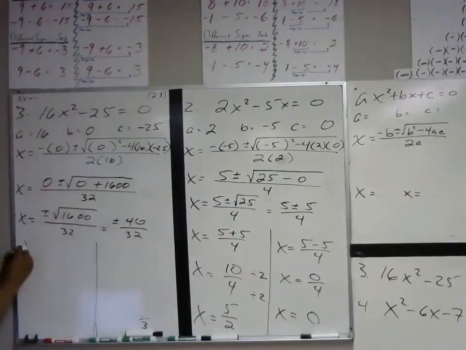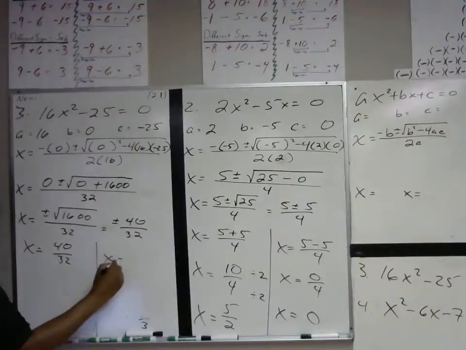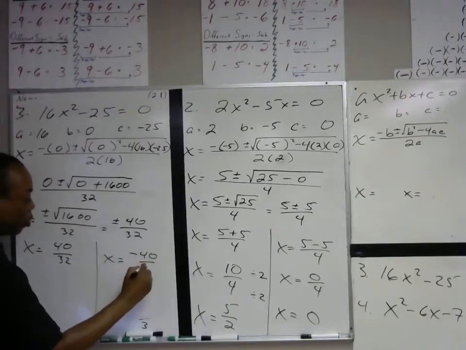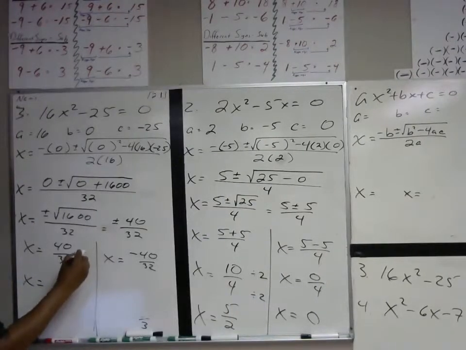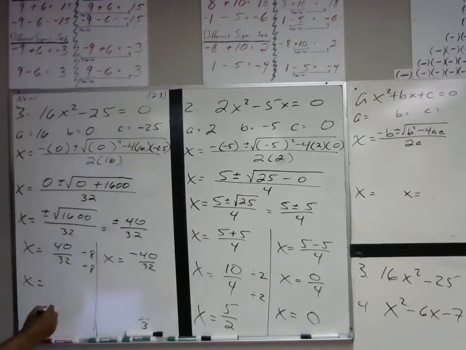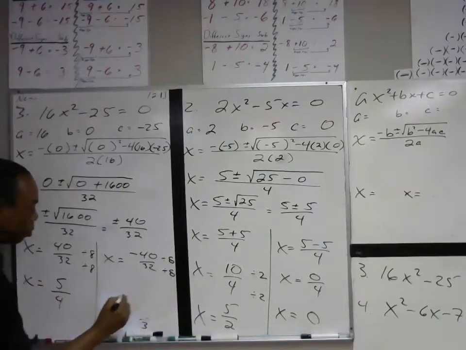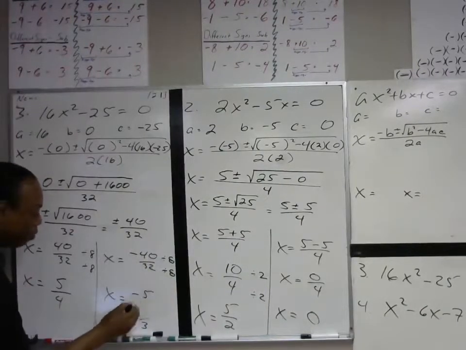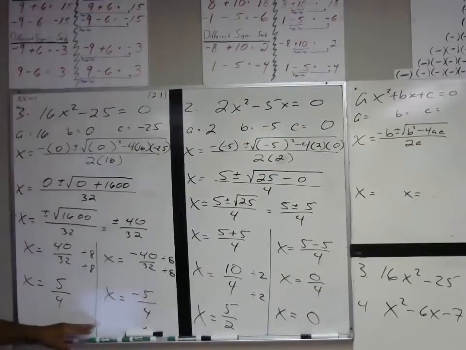And this will split up into two pieces. X equals positive 40 over 32. And x over here will equal negative 40 over 32. Okay, start simplifying this. I believe I can divide these by 8. Okay, so this will be 5 over 4. Very good. This can also be divided by 8. This will give me negative 5 over 4. And those are our two solutions.